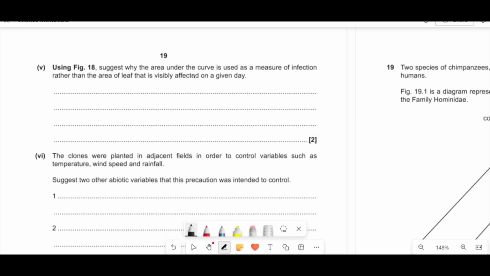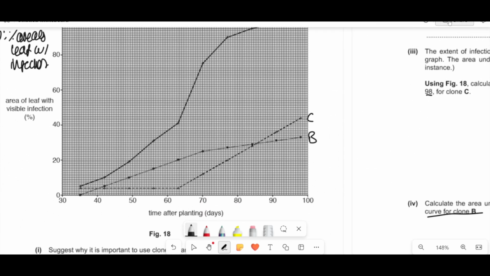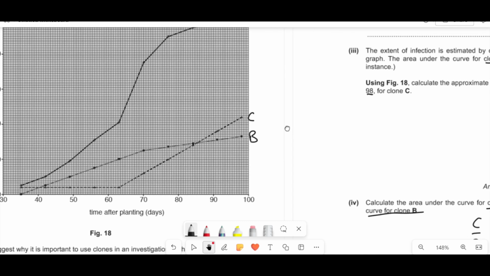Using figure 18, suggest why the area under the curve is used as a measure of infection rather than the area of the leaf that is visibly affected on a given day. Because if we have a look, this is the area under the curve, and we're looking at it over time. So what we're seeing is that the area being infected is higher and higher and higher, rather than just this is how much it is on one day, then this, then this. The idea is that it's building up, it's cumulative. Because if you had different days, maybe the level of how much that actually looks infected could be different. What they're doing is they're adding on every time how infected it looks. That gives you an idea of how it's progressing.